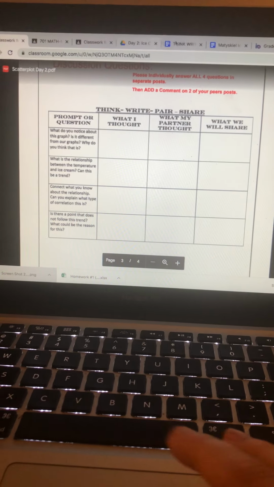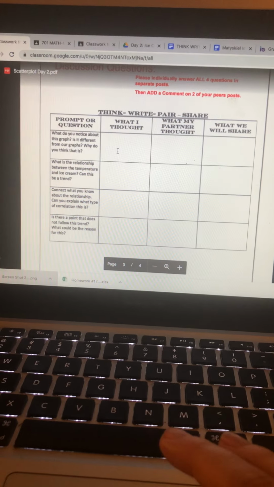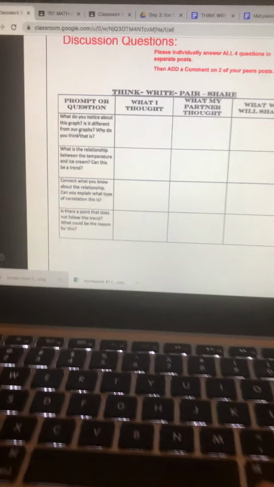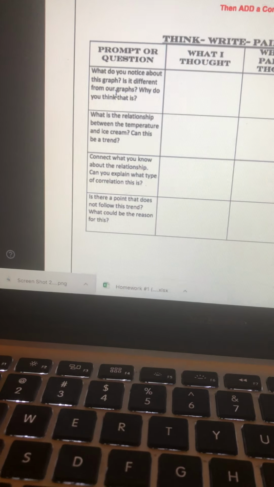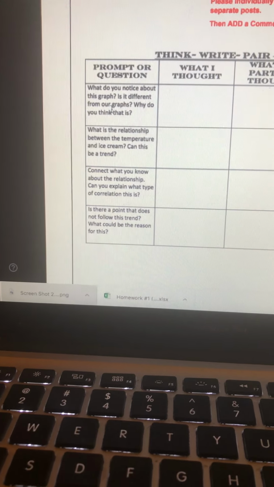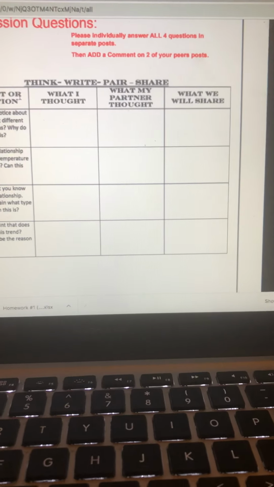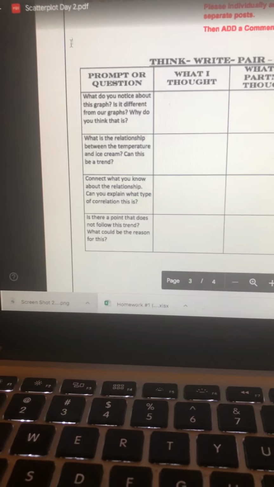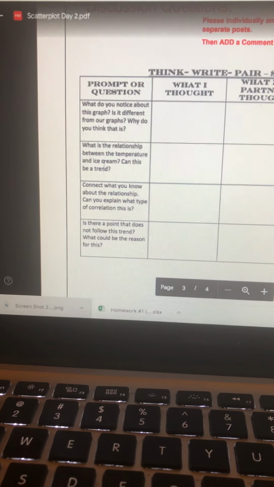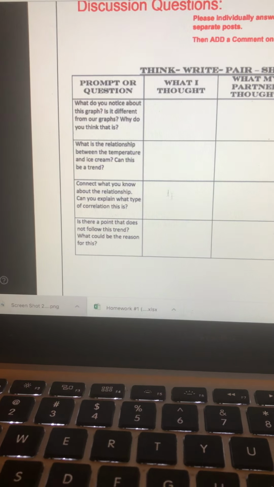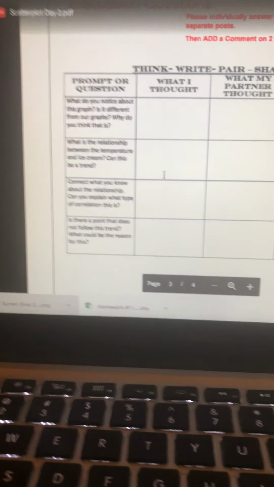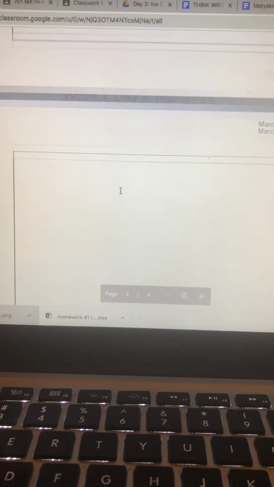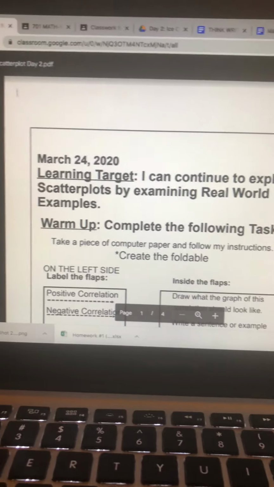So you're going to see this screenshot in the announcement, and then underneath you're going to respond with the numbers 1, 2, 3, 4 and an answer to these 4 questions based on the graph that you just made about the ice cream parlor. Okay, we do have that you add a comment to 2 of your peers, but if you don't get to that, that's okay. We really just want to see your answers for the 4 questions in this Think Write Pair Share activity. So the Think Write Pair Share, it's in the lesson. It also will be posted on the stream as a screenshot for you to answer those questions. And that is it for today.